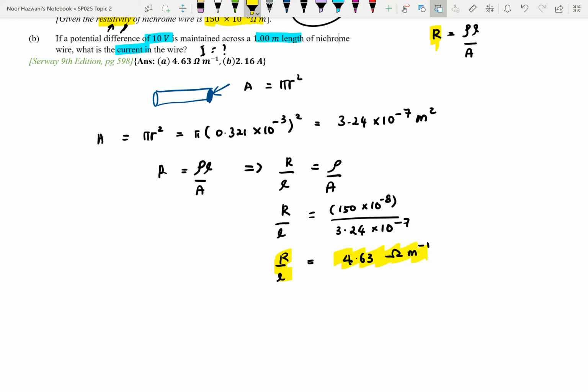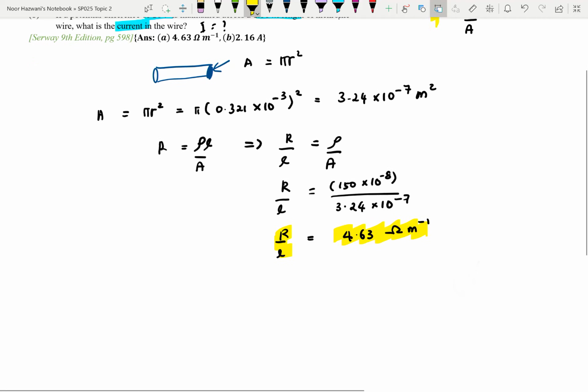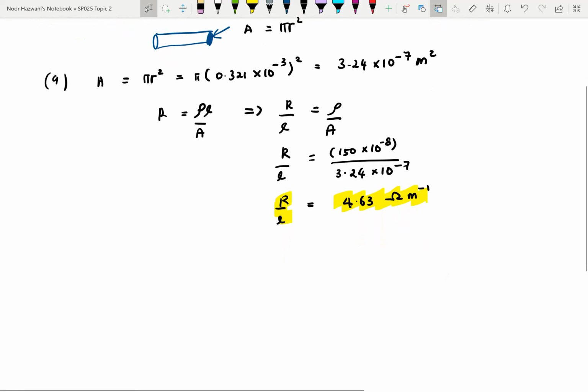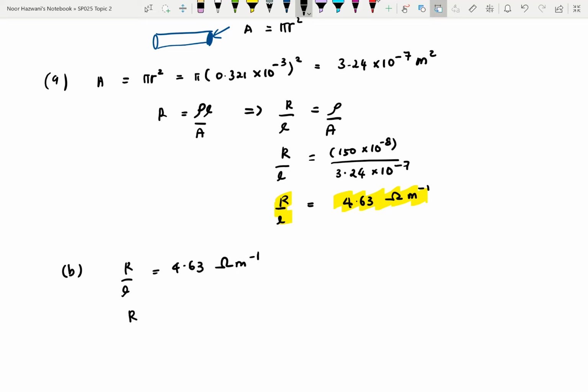Now we move to part B. If a potential difference of 10 is maintained across 1 meter length of nichrome, what is the current? Okay, just now we found the value of R per L. Now it has given the value of L. So we can take R per L equals to 4.63 ohms per meter, and to find out R, since the length is 1 meter, you just multiply 4.63 times 1, and you simply get 4.63 ohms.